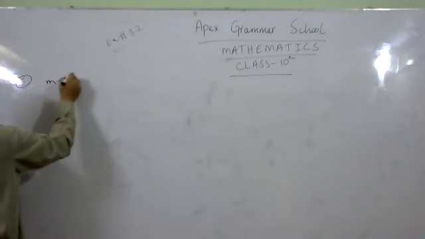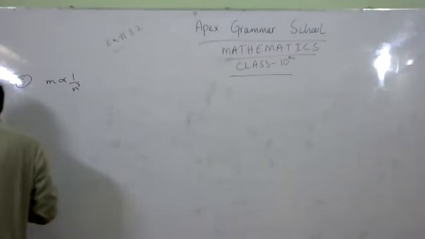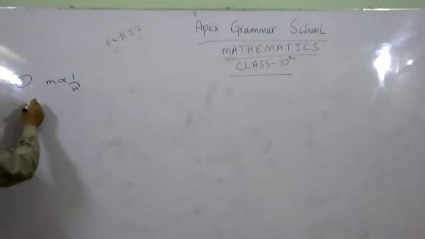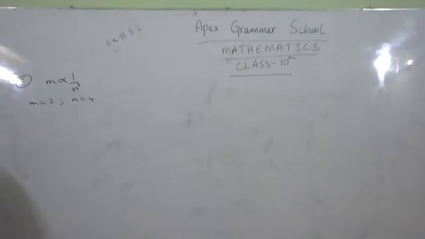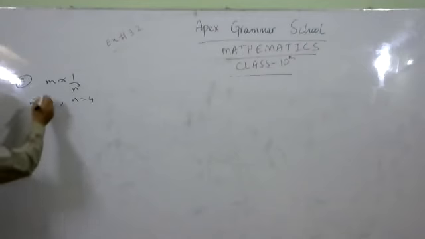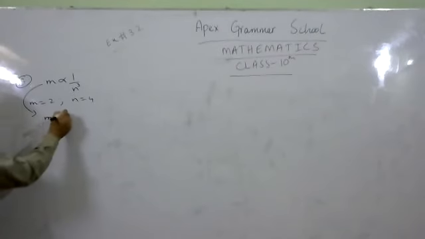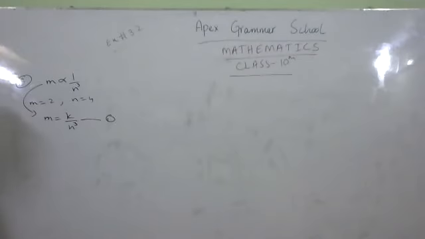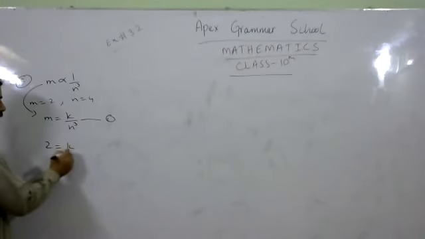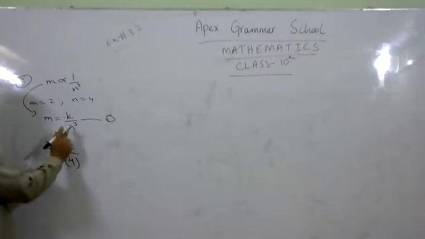If m is directly proportional to 1 over n cubed, and m is equal to 2 and n is equal to 4, just for this part of this question, we can easily find the value of k. So we can make the relation m is equal to k over n cubed. This is equation number 1. So the value of m is 2, and n is 4.